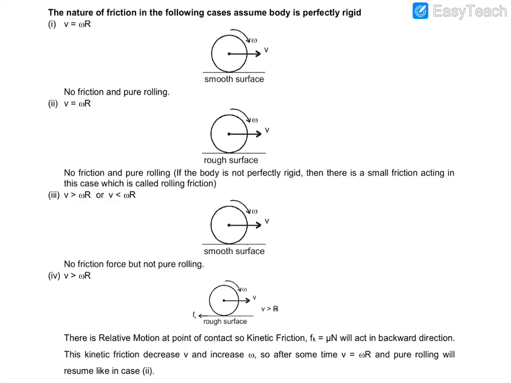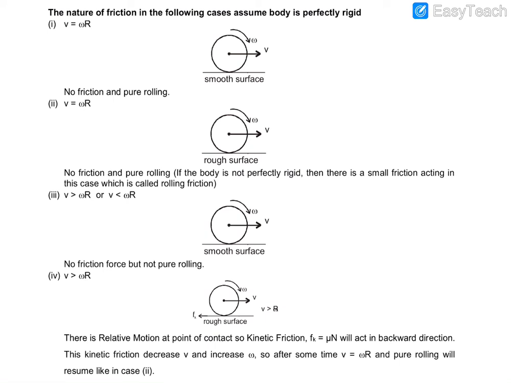So now we will discuss different cases in which we'll discuss the direction of rolling friction. In the first case, you can see that if v is equal to r omega and the surface is smooth, then this body is rolling purely on this surface, and obviously there is no friction, because this surface cannot apply any friction on this body. So there is no friction in this case.